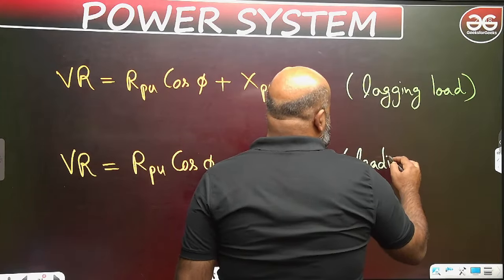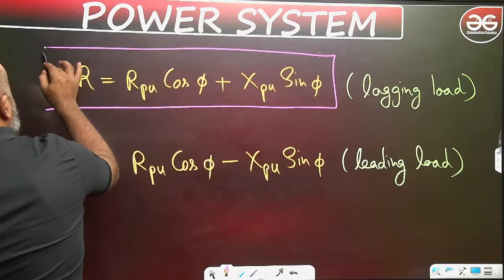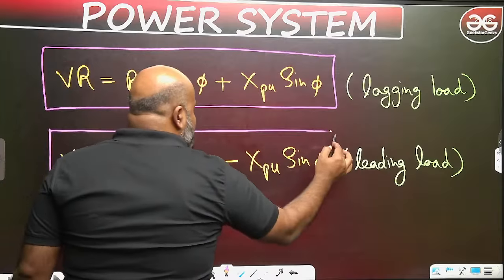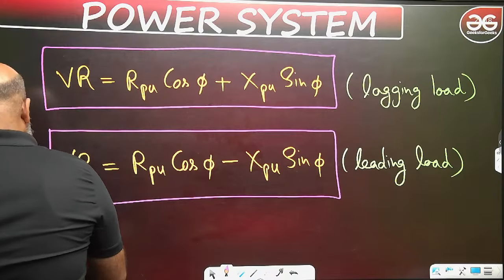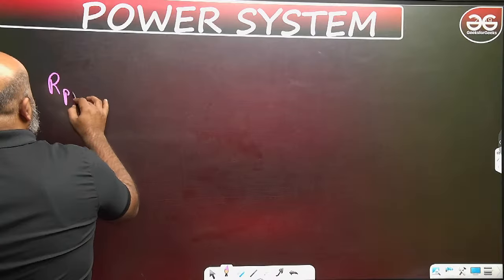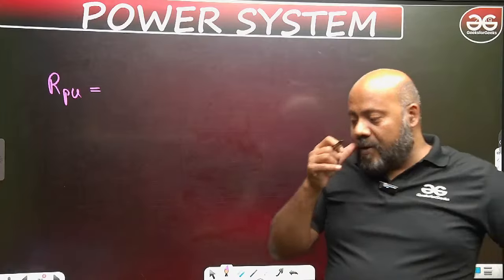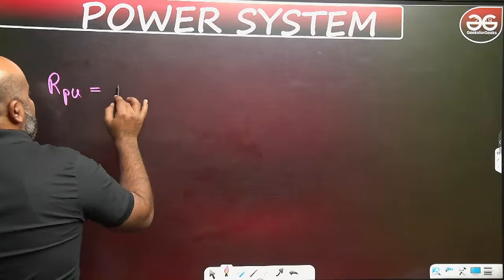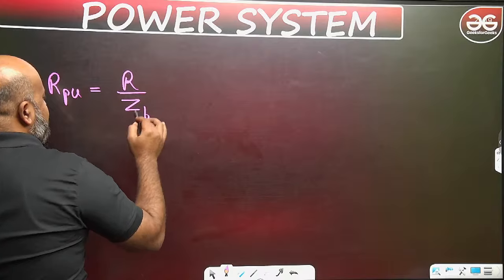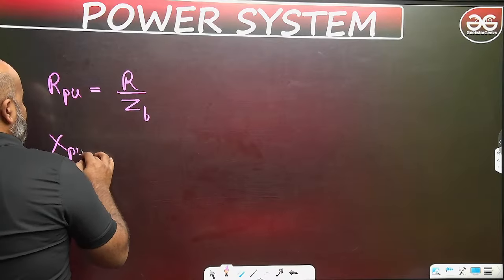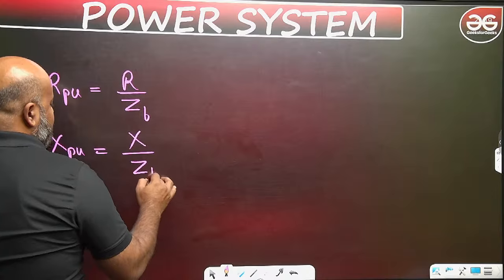Now please understand this equation, then only you will be able to handle the further discussion and questions. Sir, what is R per unit and X per unit? R per unit we define as the series resistance of the line divided by Z base. What is X per unit? It is X of the line divided by the Z base.